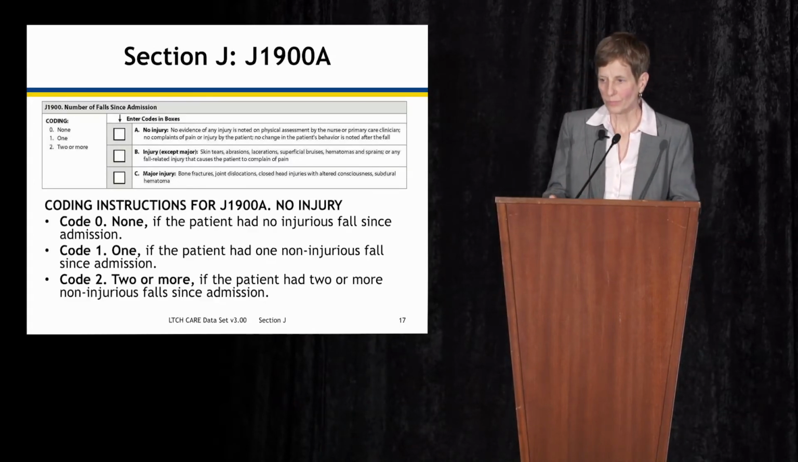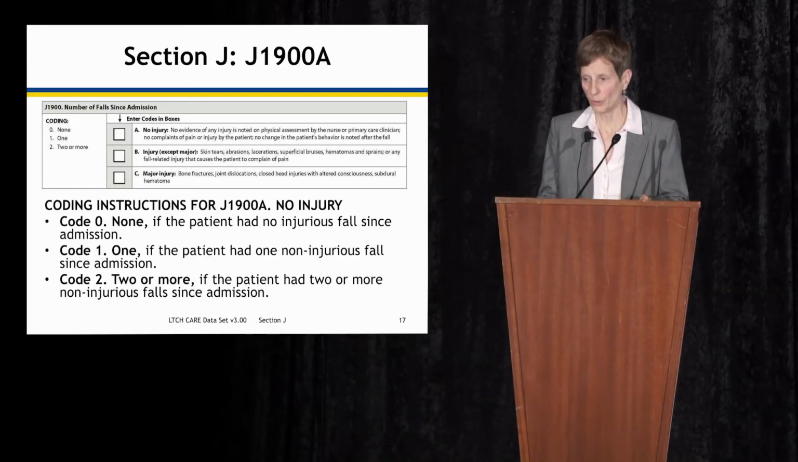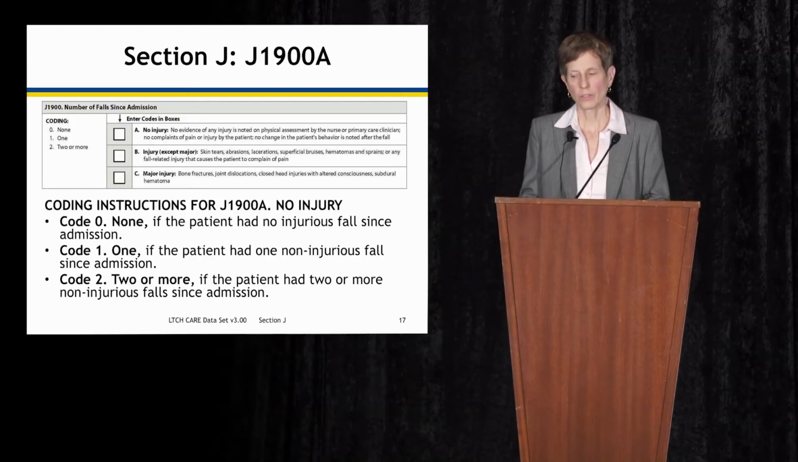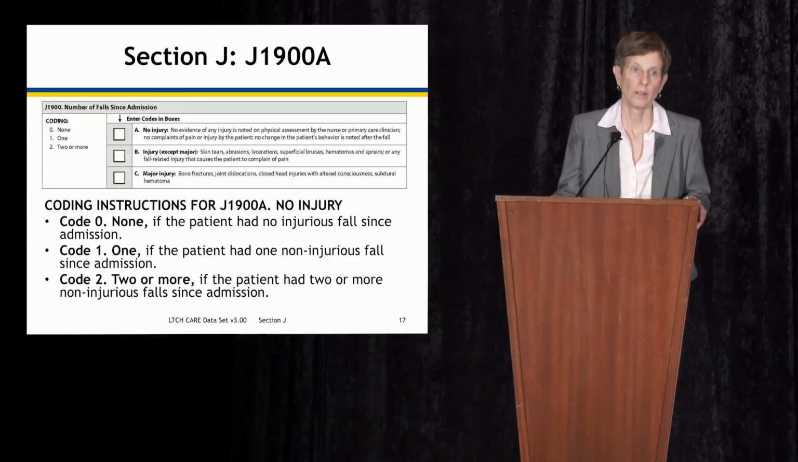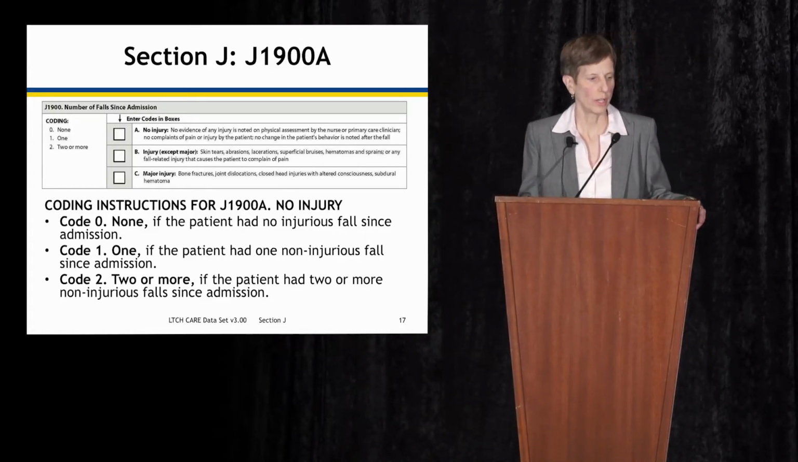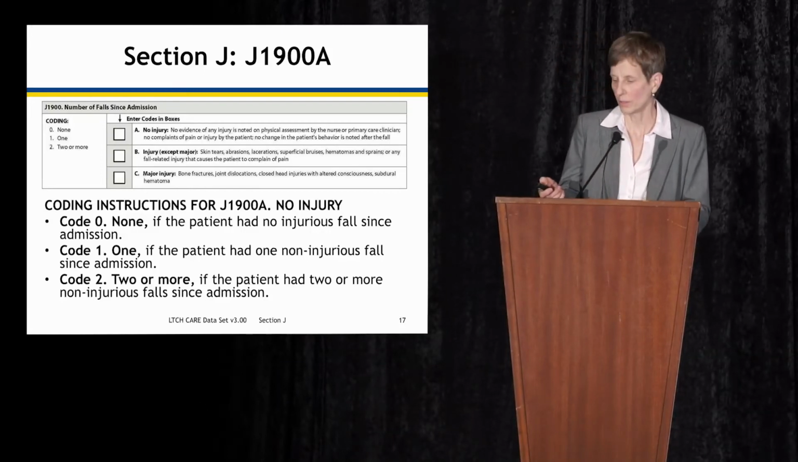J1900A, the coding instructions. You'll need your cards to answer the scenarios. I told you it was going to either be 0, 1, or 2. 0 indicates none if the patient had no injurious fall since admission. 1 if the patient had 1 injurious fall since admission. And 2 indicating 2 or more injurious falls since admission.